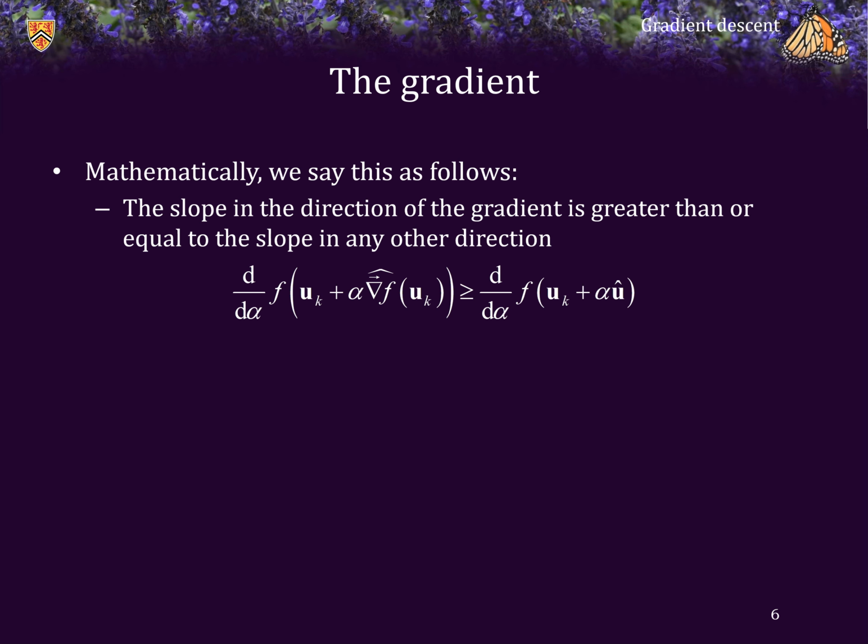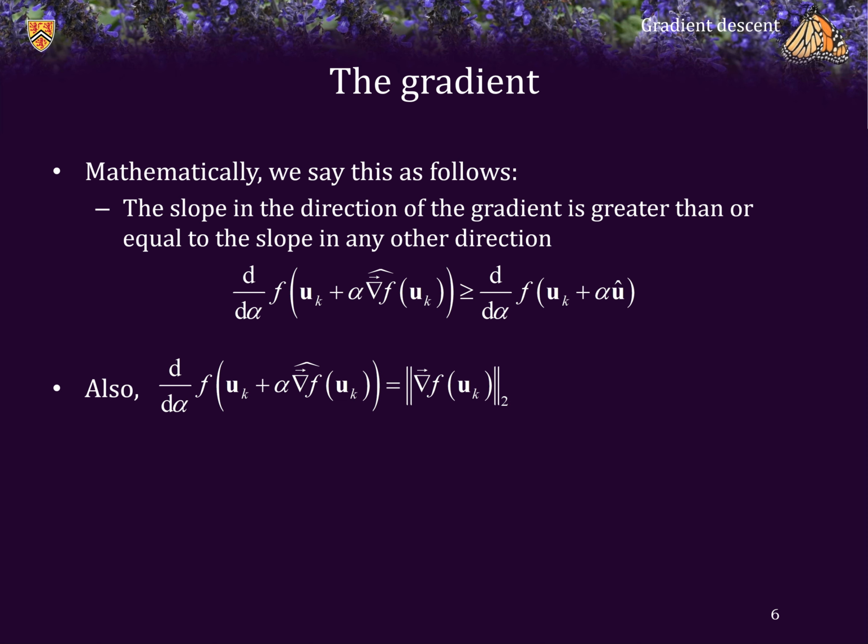Now, mathematically, this is essentially saying that the slope in the direction of the gradient is greater than or equal to the slope in any other direction. So if we are moving in the direction of the gradient at a rate alpha, and then we differentiate the rate of change of the function with respect to alpha as we move in the direction of the gradient, then the rate of change of the function is going to be greater than or equal to any other rate of change in any other direction.